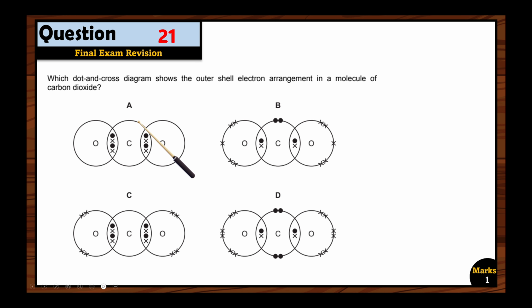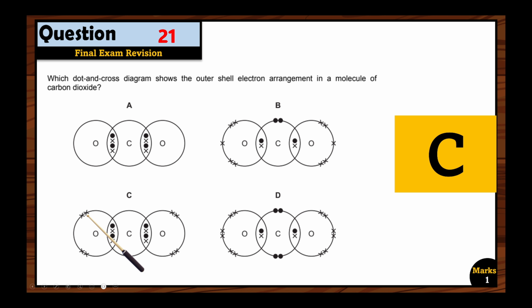So C already has used all its 4 electrons right here. So C is complete. 1, 2, 3, 4, 5, 6, 7, 8. But if you see for oxygen, oxygen has just 4 electrons. It's not complete. It means that the remaining 4 electrons are not shared, because oxygen has a total of 6 electrons. 2 it is using here. Where are the remaining 4? It's not shown, but here it is shown, right? So that's why option C is correct.